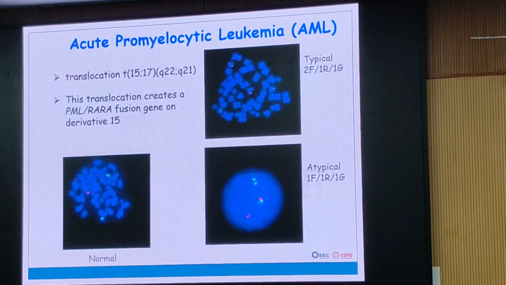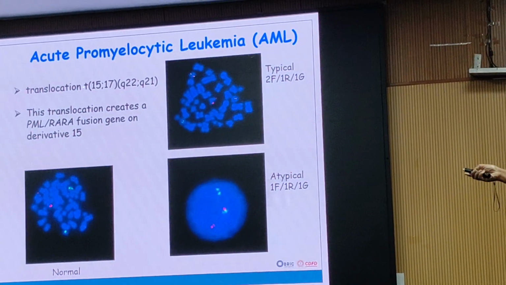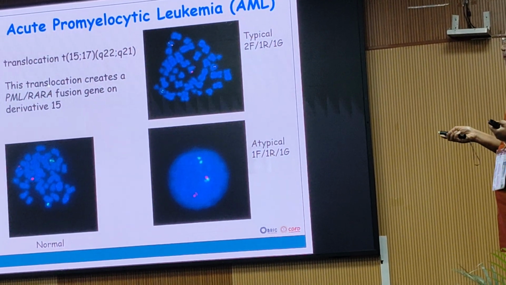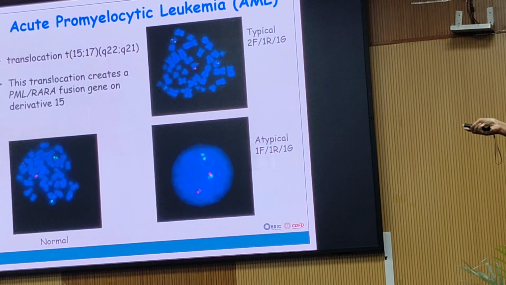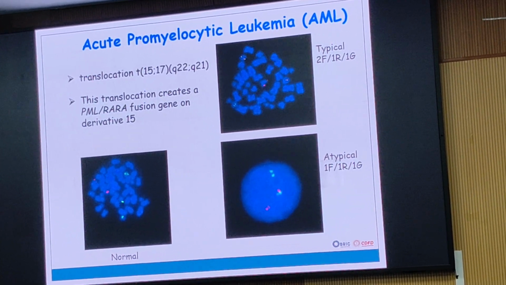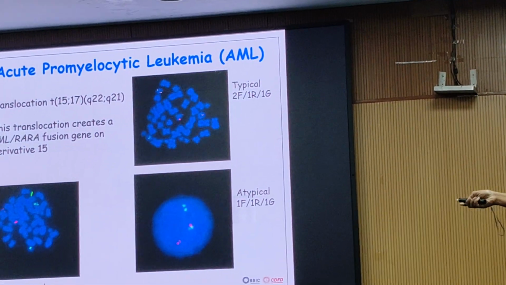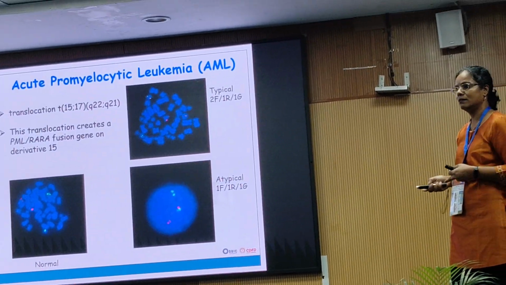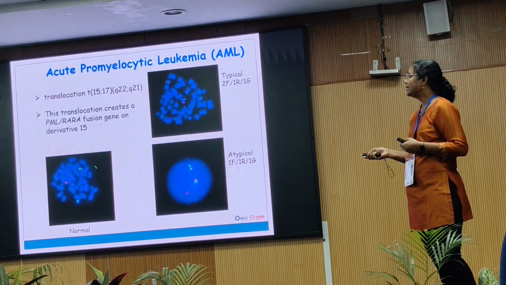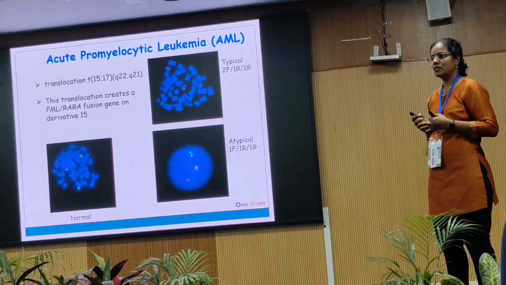Next generation sequencing. So here is an example of a translocation involving chromosome 15 and 17 in an AML case, that is PML and RARA. So when we do FISH, you can see PML on 15 in green, and then on 17 RARA is in red. So ideally we should have 4 signals.